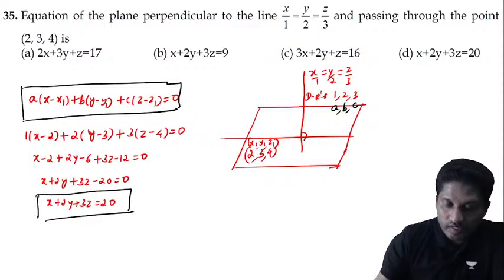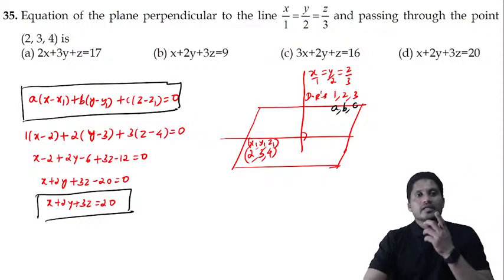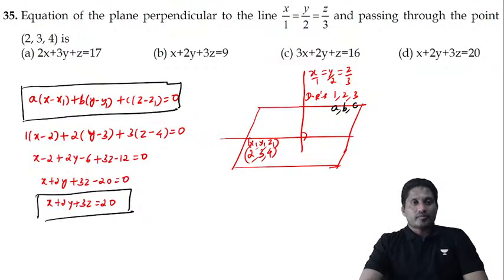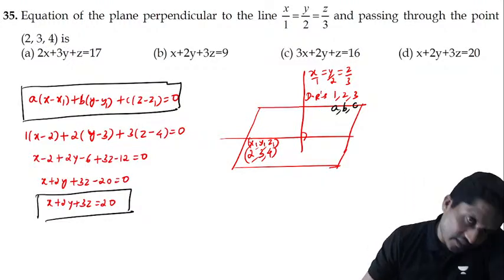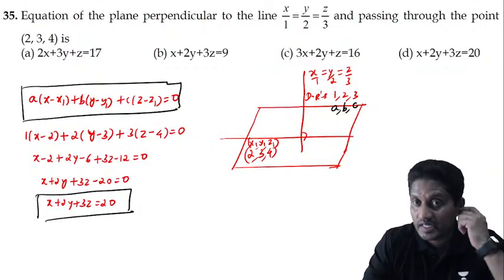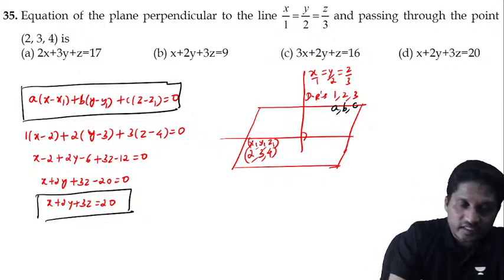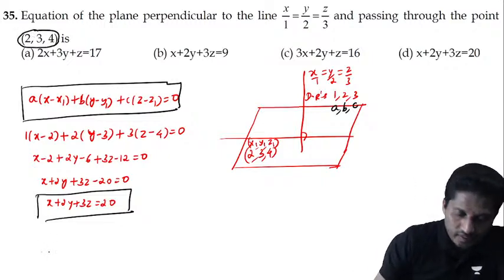Is it okay? You want another method? It is given in the question that the plane passes through the point 2, 3, 4, right? We can take the point and substitute in the options and check which will satisfy. Suppose I take this 2, 3, 4 and substitute in the first option.